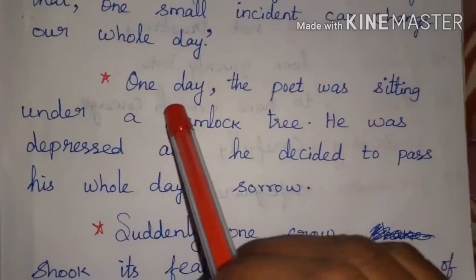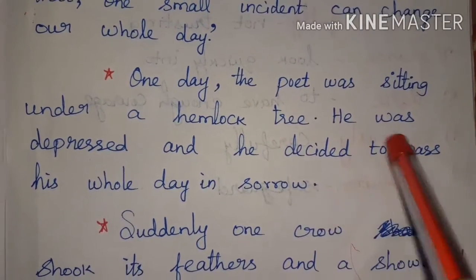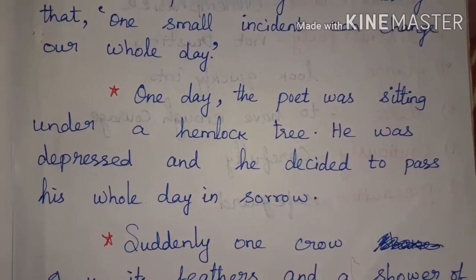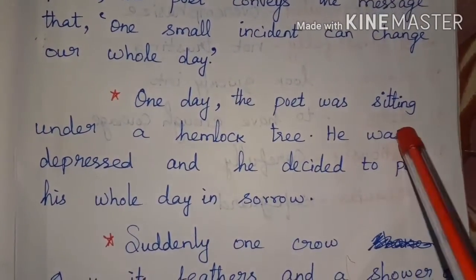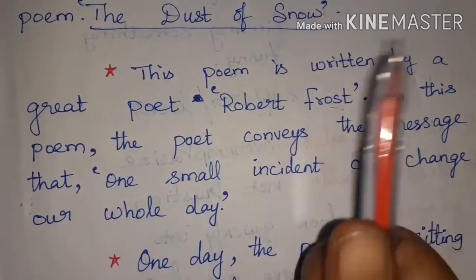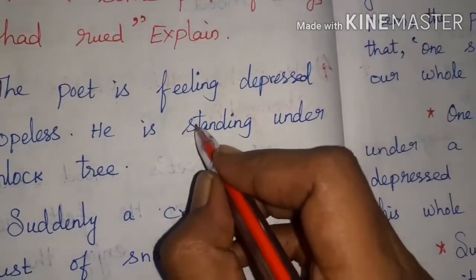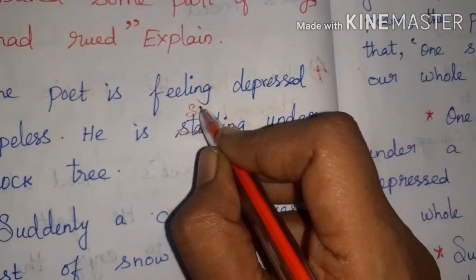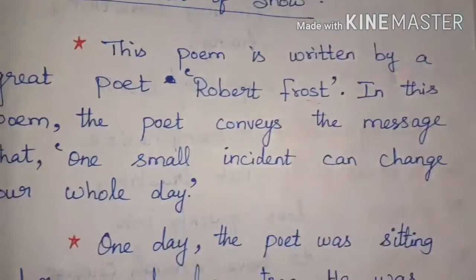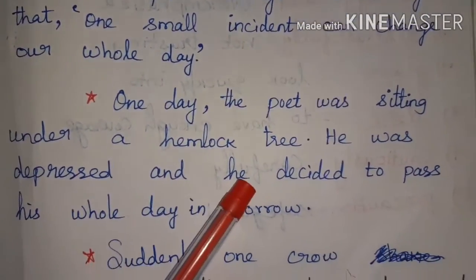Okay. Second point, one day the poet was sitting under a hemlock tree. He was depressed and he decided to pass his whole day in sorrow. So here you have sitting, but in appreciating the poem it is standing. So you can change it. Okay, here sitting, so let us say sitting only. The poet was sitting under a hemlock tree.